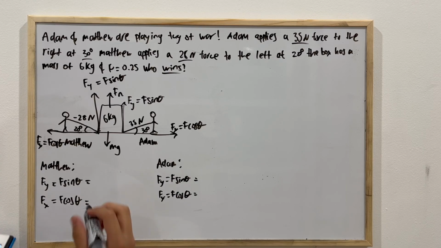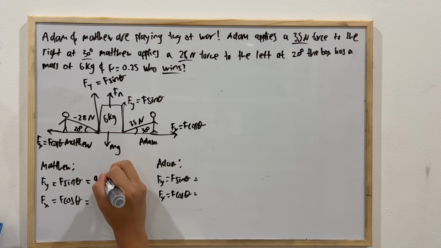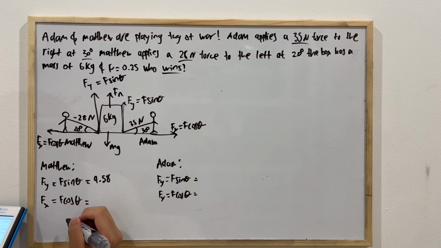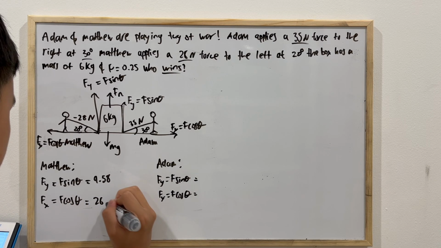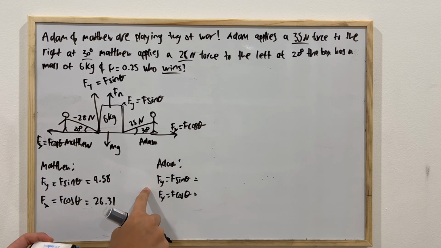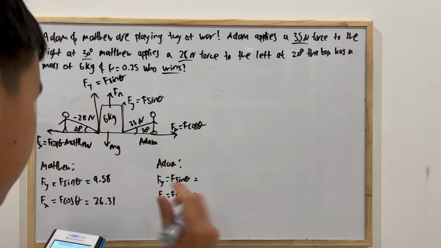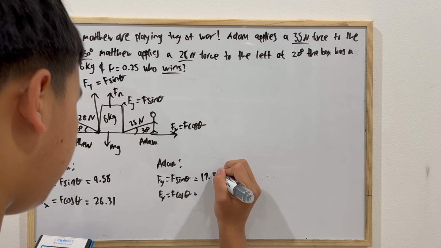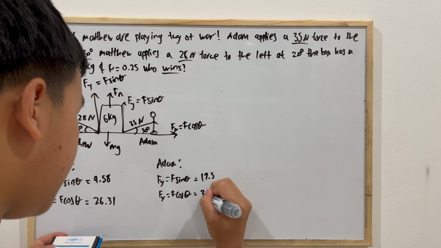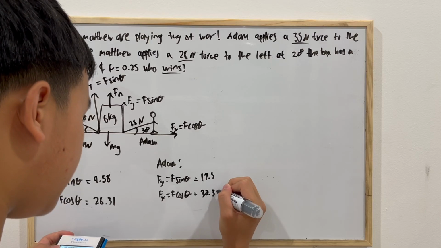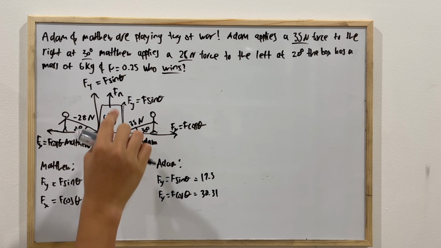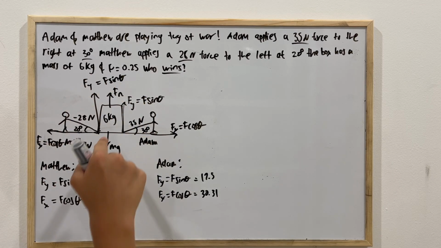So 28 sine 20 is going to be 9.58, and 28 cos 20 is going to be 26.31. And for Adam, 35 times sine 30 is going to be 17.5, and his horizontal value is going to be 30.31. Since these two are both pulling on the box at the same time, they're going to be sharing a normal force value and an mg value.